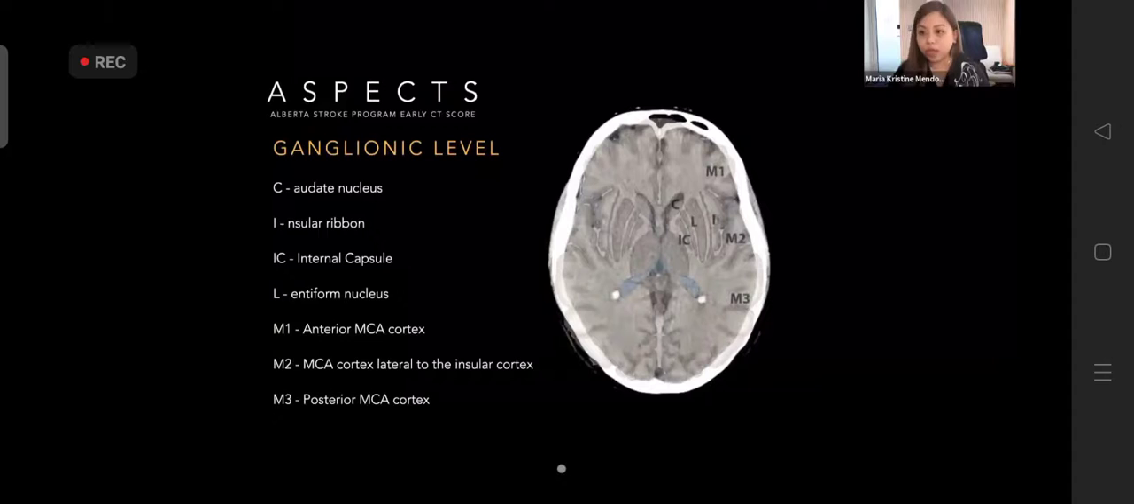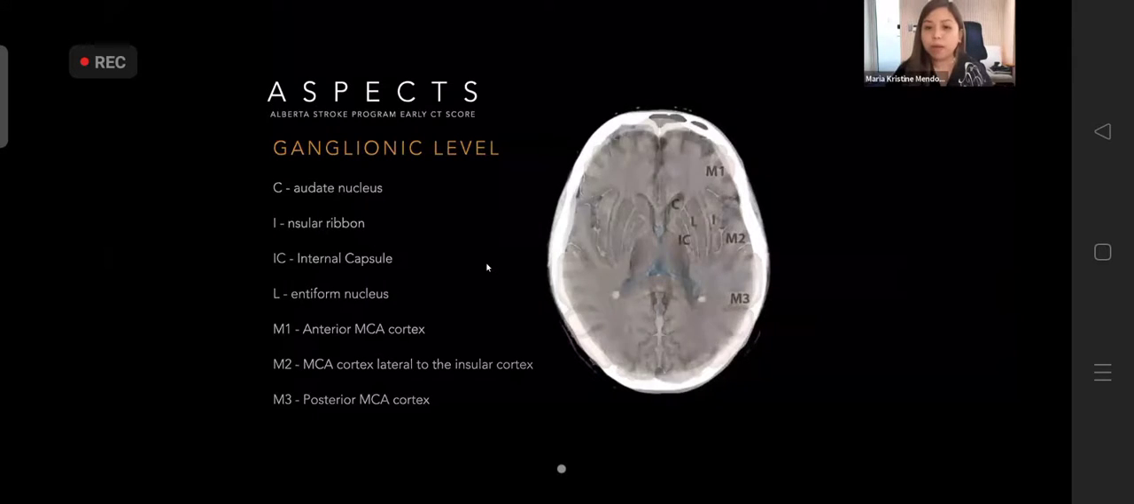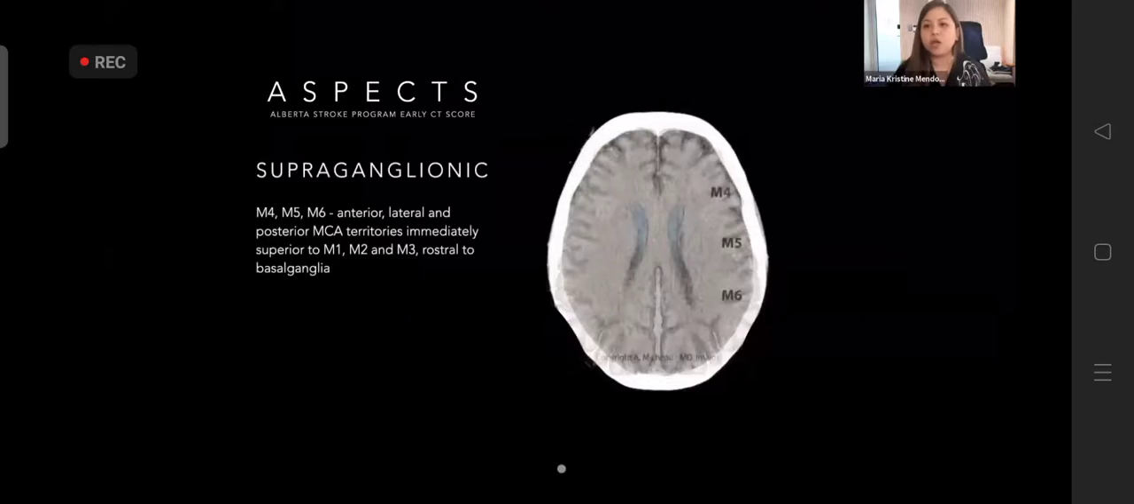So for the ganglionic level, the structures that we will evaluate for the presence of infarct signs would be the caudate nucleus, the insular ribbon, the internal capsule, the lentiform nucleus, as well as the more peripheral cortical areas of the MCA at this level that are labeled M1, M2, and M3, as you can see on the screen. As we go further up at the supraganglionic level, we again assess for these cortical areas labeled M4, M5, and M6.